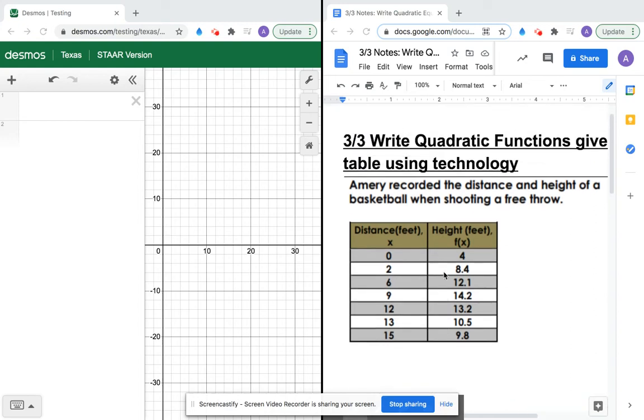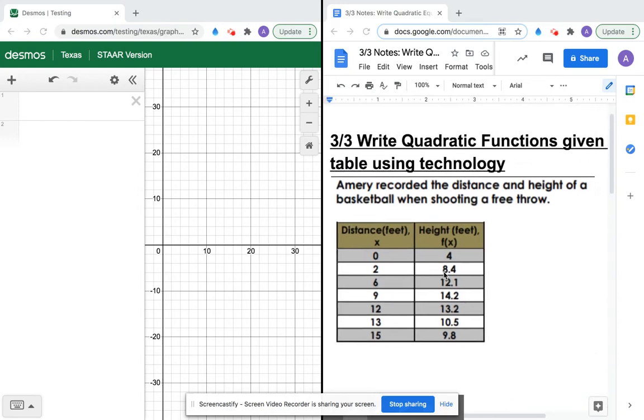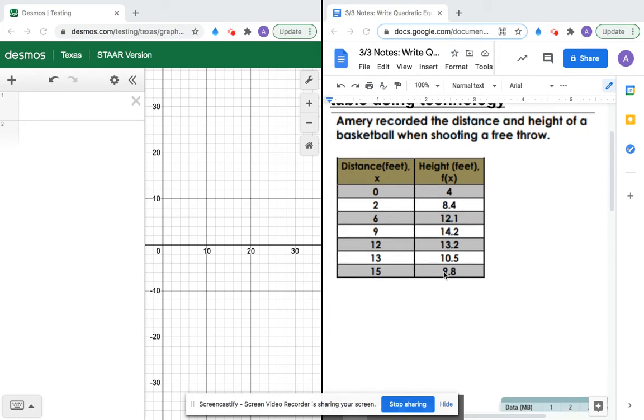In this video, we're going to practice writing quadratic functions given a table using technology. Amory recorded the distance and height of a basketball when shooting a free throw. Today we're going to practice putting this into the calculator just like we did for linear regression. We're able to put a table into our graphing calculator, and from there it can give us all of the information we need to write the equation.